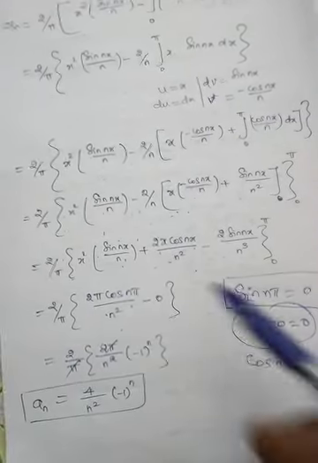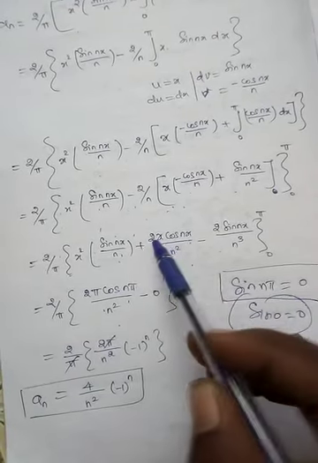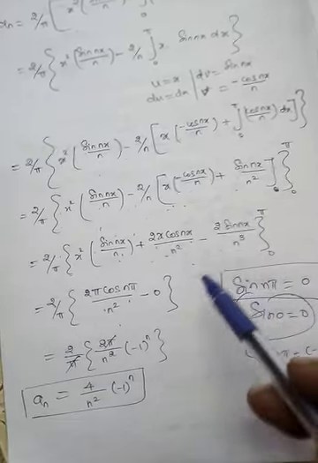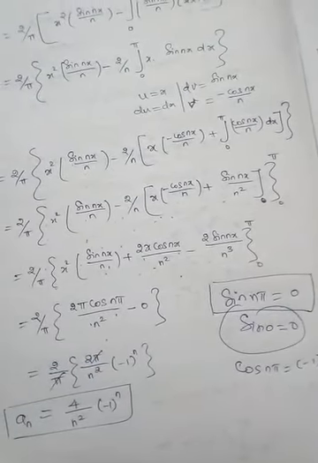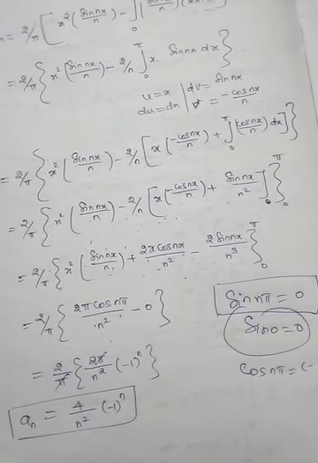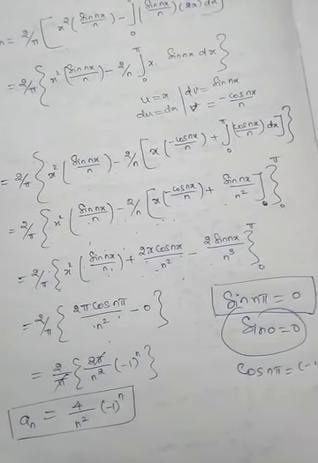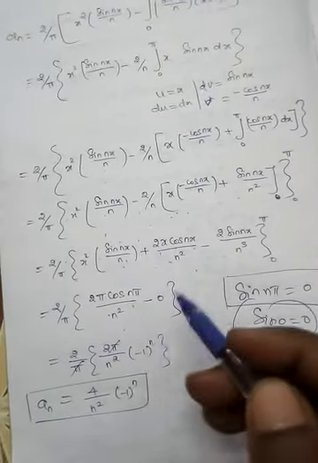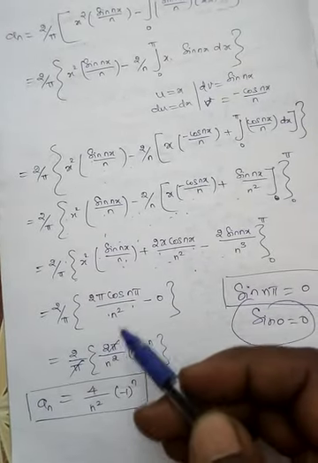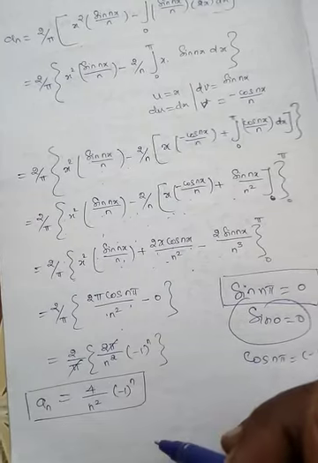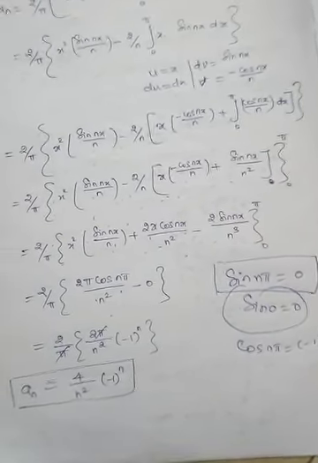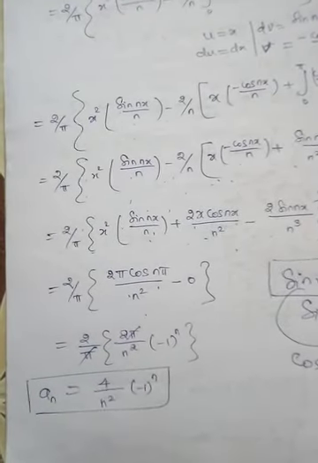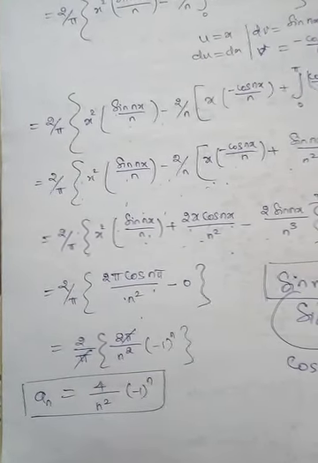And then what about the next term? Substitute 0 here: 0 into anything is 0. So for the lower limit, all the terms are eliminated. Only for the upper limit, that is pi, the second term can exist. So 2 pi cos n pi by n squared, and then pi and pi cancel. Cos n pi will be minus 1 whole power n. Substitute here. So the value for an is an equal to 4 by n squared, minus 1 whole power n.